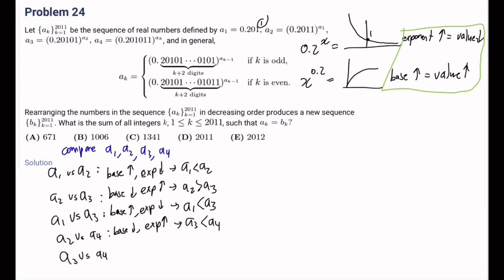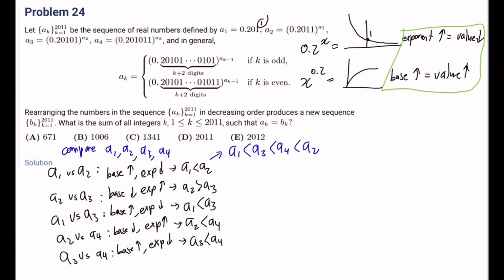So this is going to give us that the base is going to increase, the exponent is going to decrease, because we see a3 and a4 like that. This will give us that a3, so that should have been a2. So this will give us that a3 is less than a4. And so now that we have all these facts, we can see that the order is a1 is the least, and then a3, and then a4, and then a2.